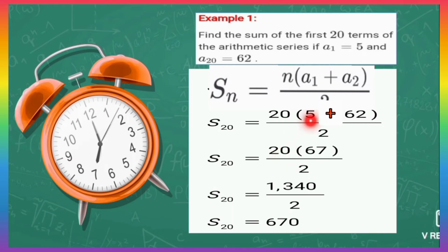Yung 20, then, since nag-add tayo, so, 5 plus 62, the answer is 67 over, copy lang natin yung 2. And then, 20 times 67, the answer is 1,340 over 2. Then, i-divide na naman natin siya ulit. 1,340 divide 2, the answer is 670. So, sum of the 20 terms natin ay 670.